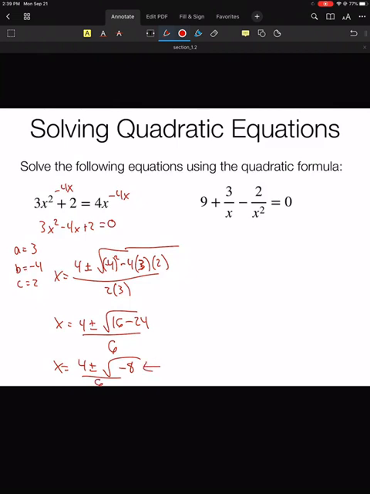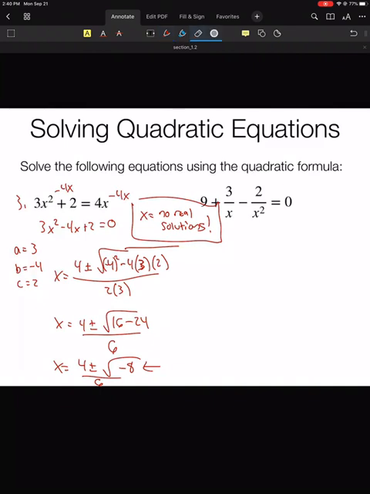Here we've got a problem because we've got a negative inside the square root. So the answer becomes x equals no real solutions. No real solutions. Okay, for example number 3.